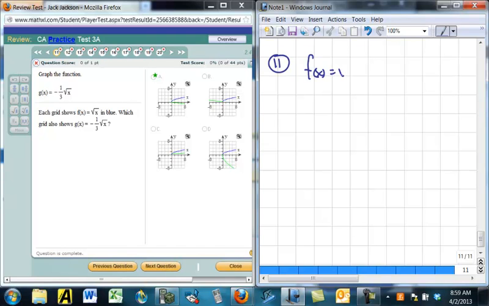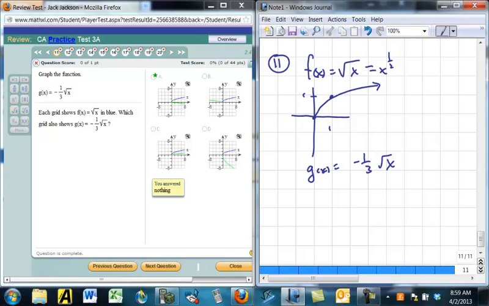equals the square root of x, or in other words, x to the 1/2 power, we know goes through 0, 0, and 1, 1 in the first quadrant and is increasing, concave down like that. Now, what about g of x, which is negative 1/3 square root of x? So this graph here for the square root of x is in blue in all four of these. Okay, so what happens here?